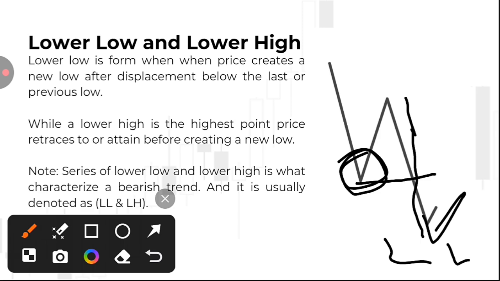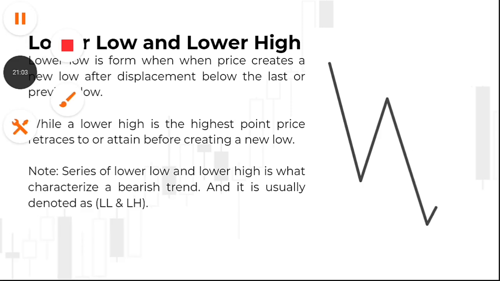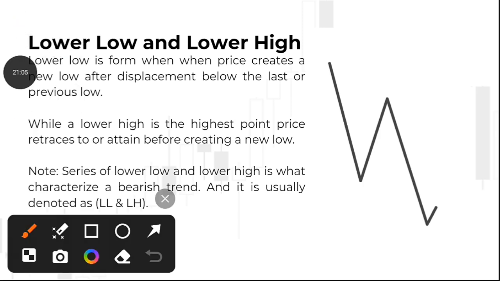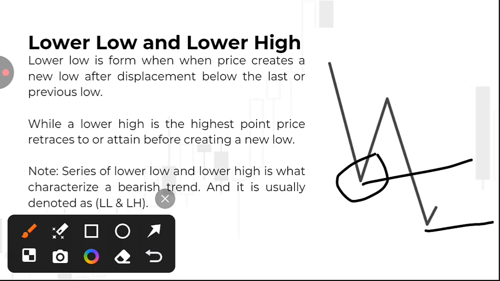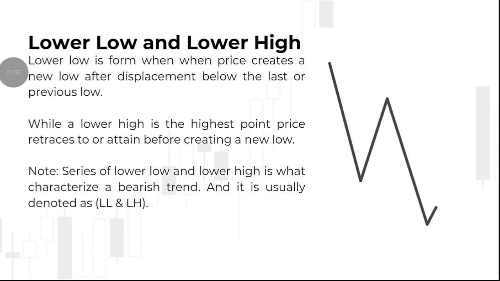All right, let me come again. A lower low is created after price takes out the previous or last low. Right there is the old low. The moment price takes out this low to create this new low, then this new low is called a lower low. While a lower high is the highest point price retraces to or attains before creating a new low.